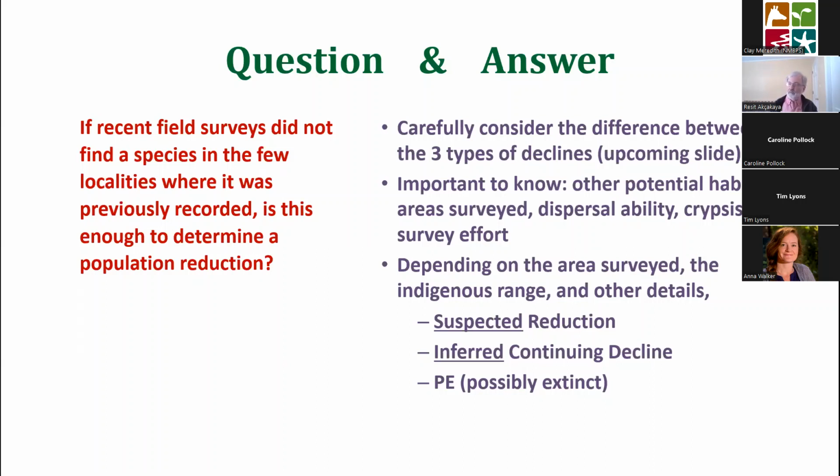Depending on this information, possibilities include suspected reduction. Note that a reduction under criterion A can be suspected, and that's a lower level of evidence than is required for inferred reductions. But another possibility is inferred continuing decline, which is different, as I'll come to in the next slide, or in a few slides. There are important differences between reduction and continuing decline.